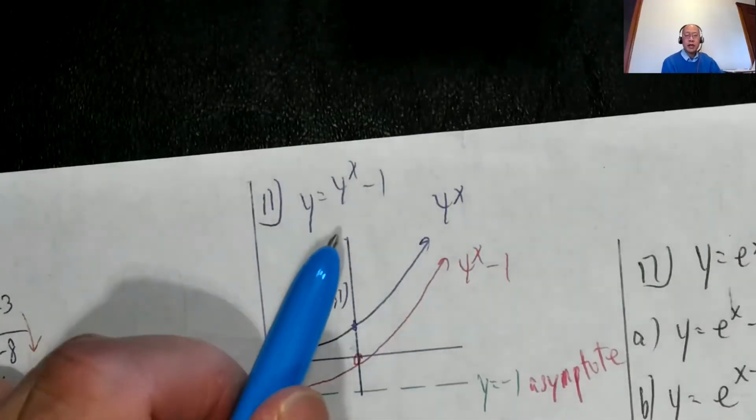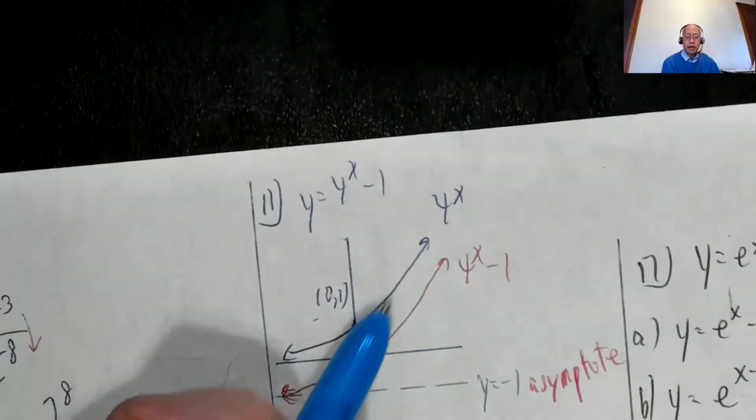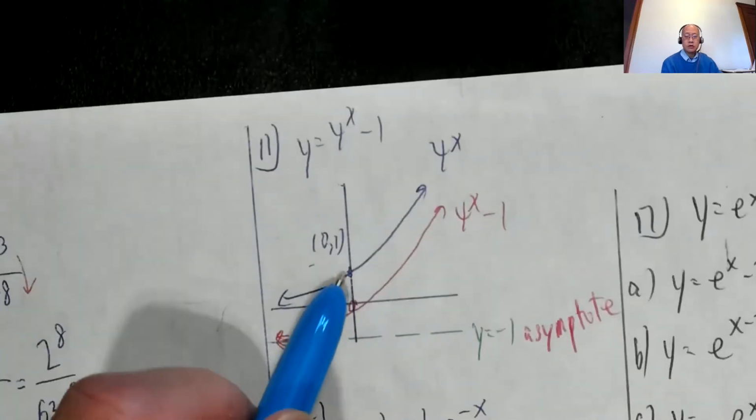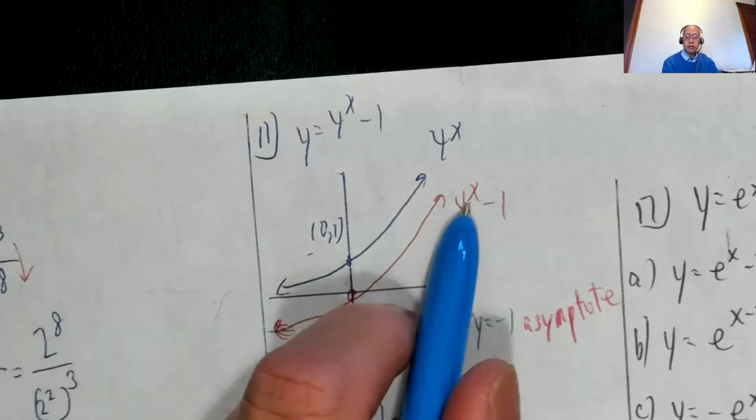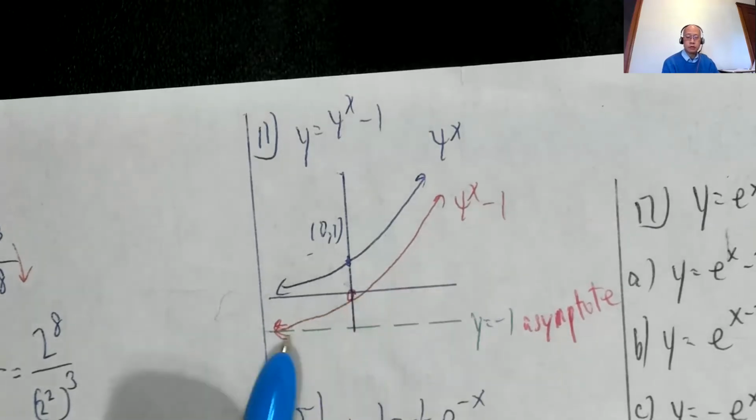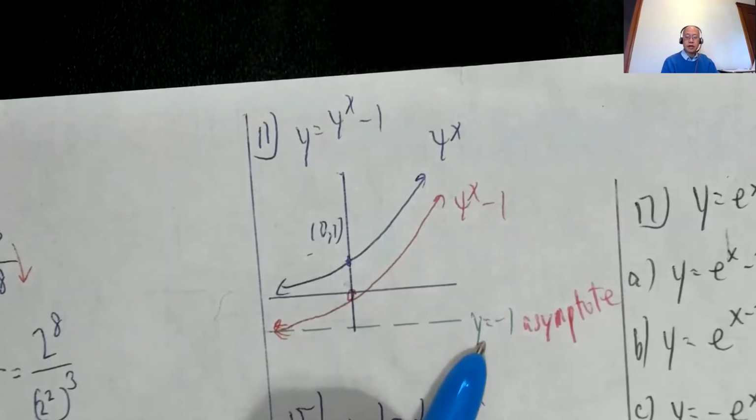Okay, 11, 4 to the x minus 1. I take my typical exponential function, 4 to the x, goes through 0, 1. Just drop it 1 unit. So 4 to the x minus 1 goes through the origin. Notice when you plug in 0, you get 1 minus 1, which is 0. And the asymptote becomes y equals negative 1.